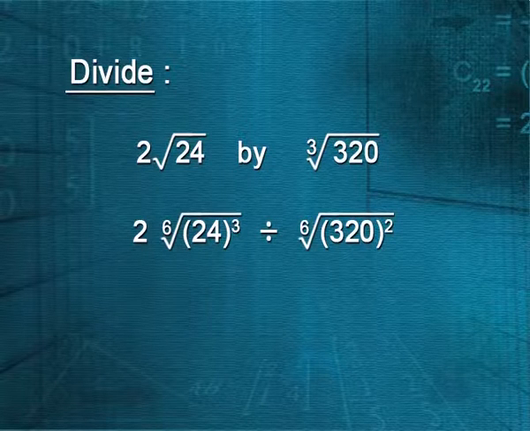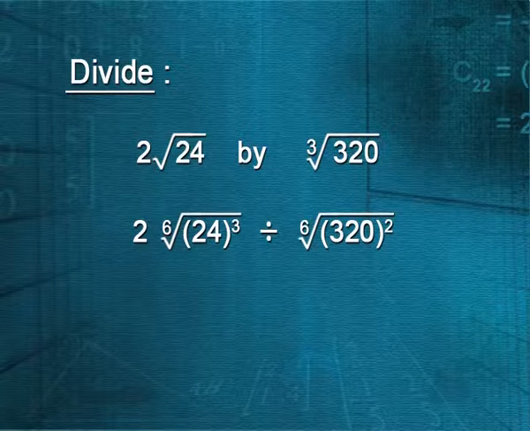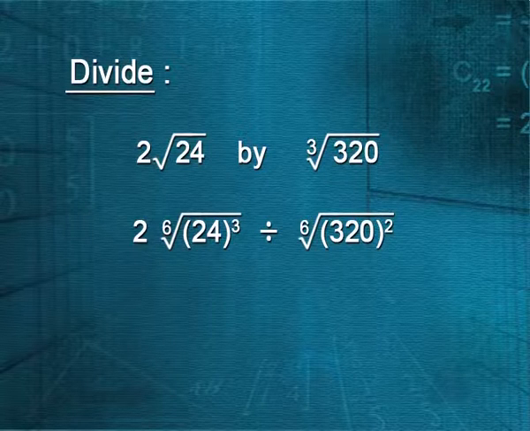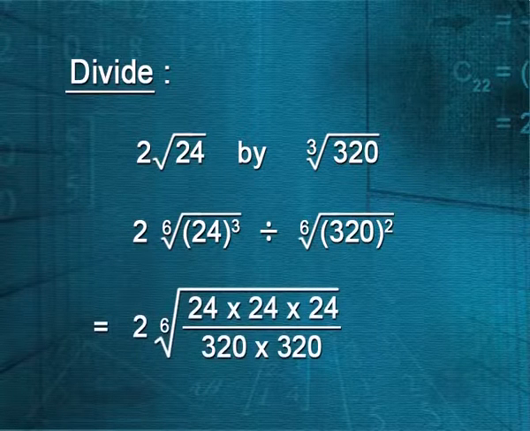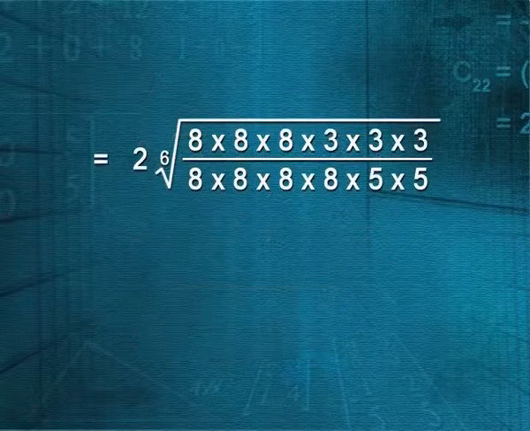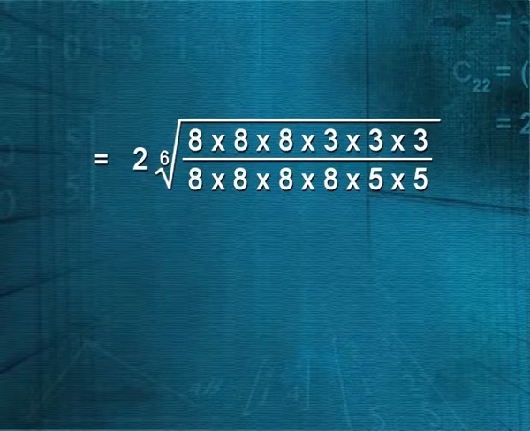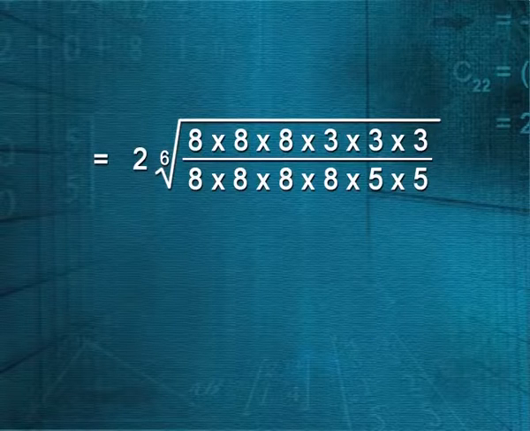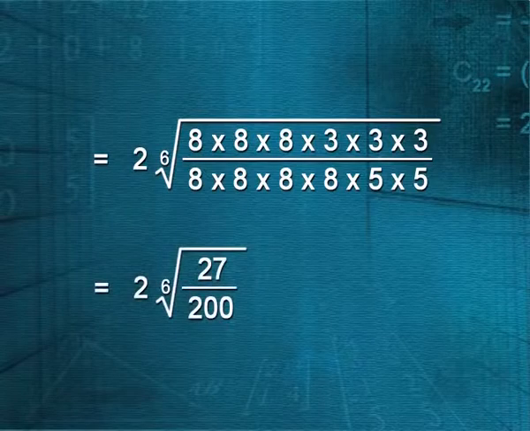Now, both the numbers have the same order, that is 6. So, applying the formula that nth root of A divided by nth root of B gives nth root of A by B, we can solve it: 2 into sixth root of 24 into 24 into 24, 3 times, divided by 320 into 320, 2 times. Further, 24 can be written as 8 into 3 and 320 can be written as 8 into 5. So, simplifying it, we get 2 into sixth root of 27 by 200. So, we see how we multiply and divide two surds.